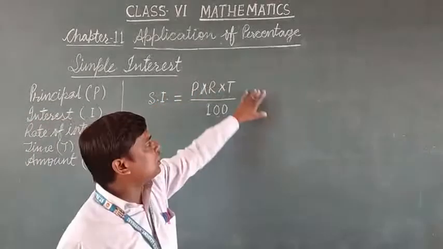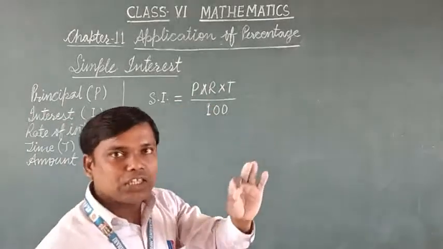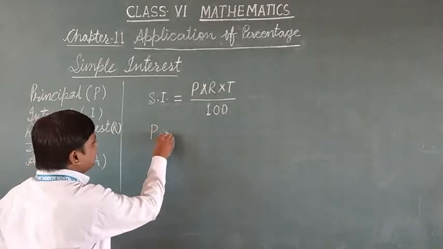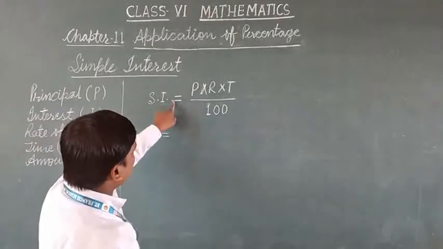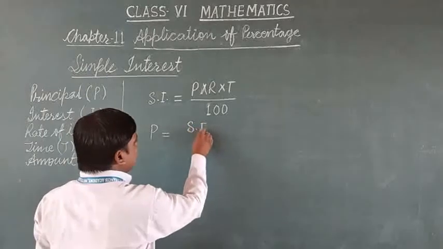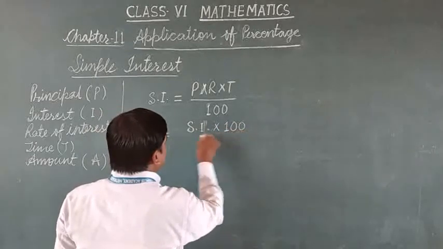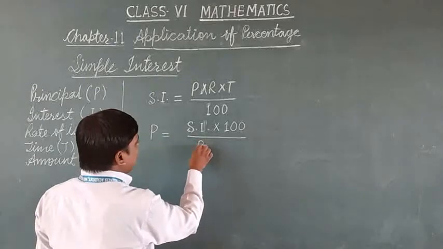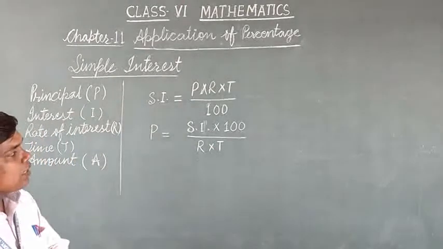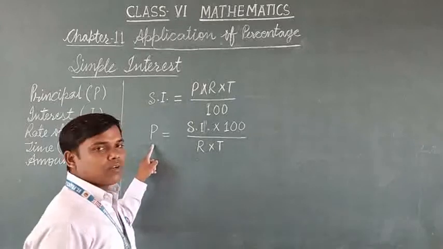Now, from this single relation, we can write the relation for P, for R, for T. P for principal: from here, by doing cross multiplication, P is equal to SI multiplied by 100 divided by R into T. When we have to calculate principal, we have SI, rate of interest and time given. We will use this relation to calculate principal.